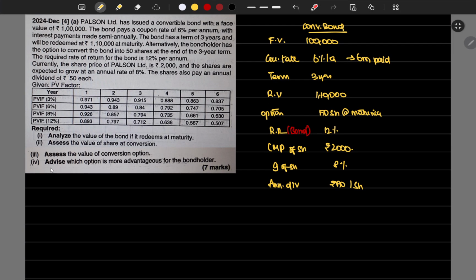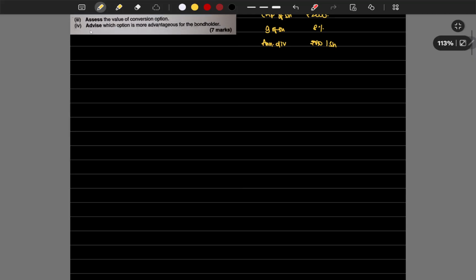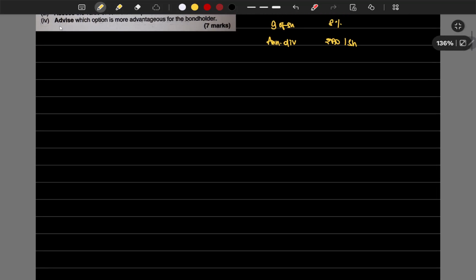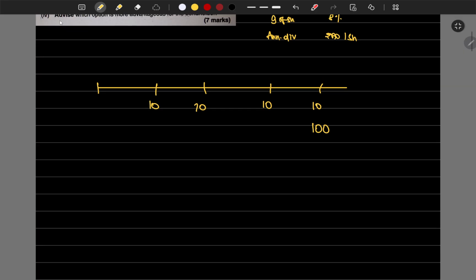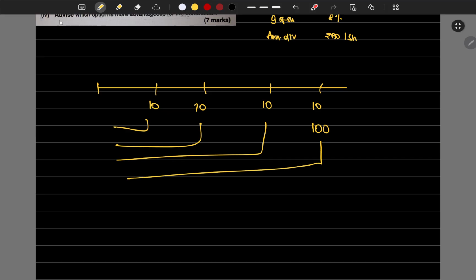Bond valuation. When it comes to bond, the simple concept is that a bond is a fixed return investment. Mostly every year we will be receiving the interest, and at one point we will be redeeming the bond. So everything we bring to year zero and find the value of the bond.